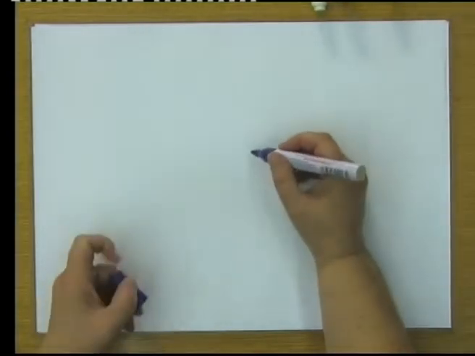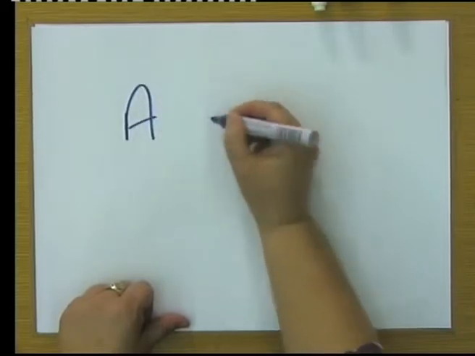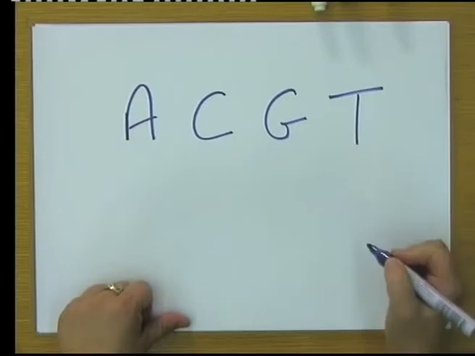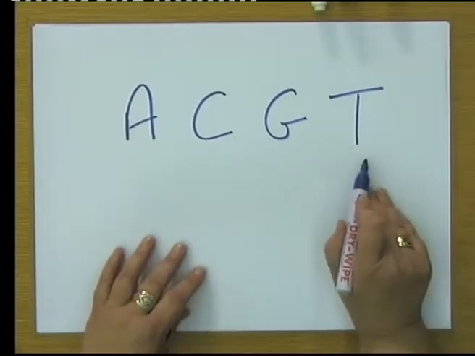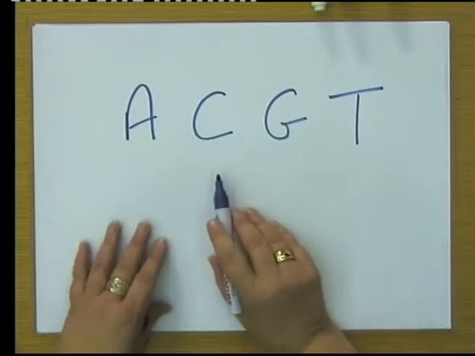Daar sê. Ons het 4 stikstofbasisse. There are 4 nitrogenous bases. Adenine, cytosine, guanine, and thymine. And it's more than okay if you only write the letters when you answer a question. But just remember what each of these stand for.